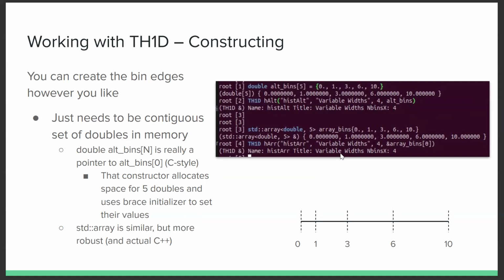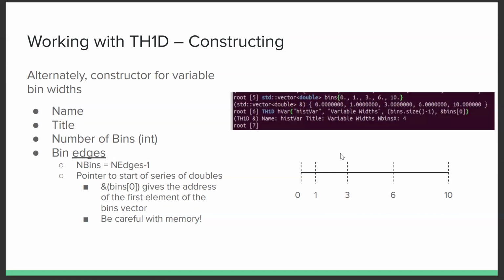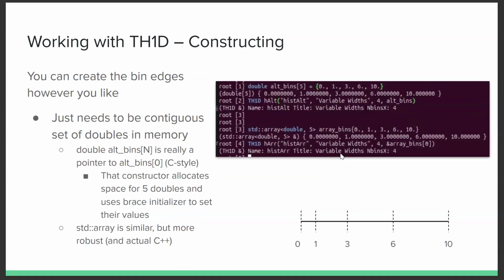And you can create those bin edges however you'd like. So I showed a vector where I've pointed to the first element. And you can also do things like C-style arrays. So this is just a static width series of doubles in memory. And because this is a pointer itself, you can just provide it like this. You don't need to reference it. And you can also provide more C++ style arrays like standard array, like this, and you can give it basically the same thing as in the vector. So yeah, you can choose however you want to do this.